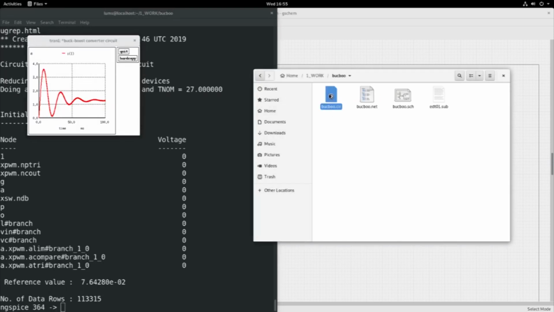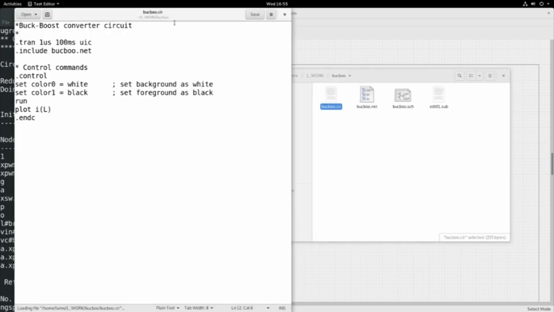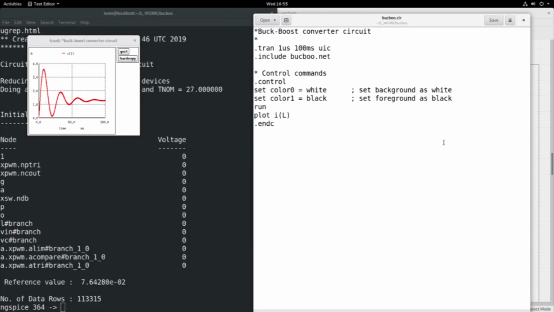So in the meantime, if I double click on the .cir file, you will see something similar to what we had written for the buck converter and the boost converter. It is a transient analysis which includes the buck boost netlist. And in the control statement, as usual, I am having background as light, foreground as black, running the transient analysis and plotting the inductor current. This is my starting plot.